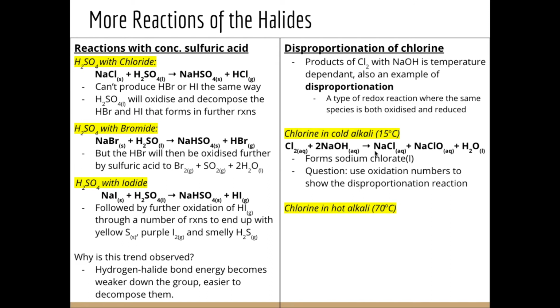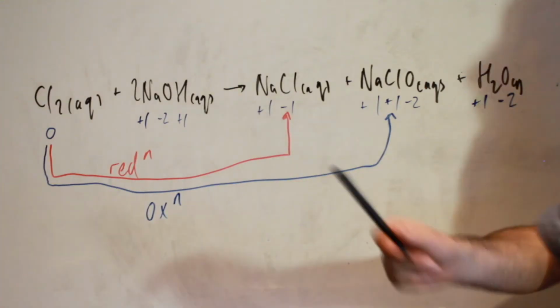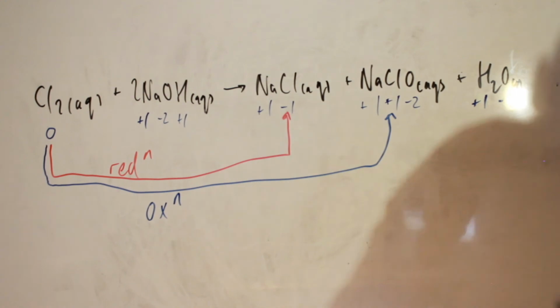Here's another reaction that we can get. The same reactants, only if we have hot alkali, so 70 degrees Celsius, we see a slightly different formation of the products. In this case, we form the sodium chlorate 5. Well, let's discuss first of all why this is called sodium chlorate 1. It's because we have the chlorine in the +1 oxidation state.